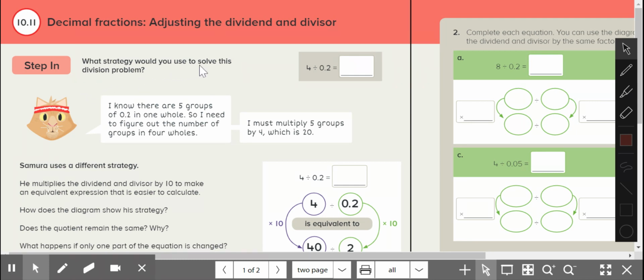So what strategy would you use to solve this problem? 4 divided by 2/10. And we've learned a lot of different ways that we could do this. We could just say how many 2/10 are there in 1 and take that times 4. We could get a group of 10 sticks. There's my hundreds frame, but I've got sticks of 10. How many groups of 2/10 are there in that? So this kitty cat says, I know that there are 5 groups of 2/10 in 1 whole. So I need to figure out the number of groups in 4 wholes. I must multiply 5 groups by 4, which is 20.